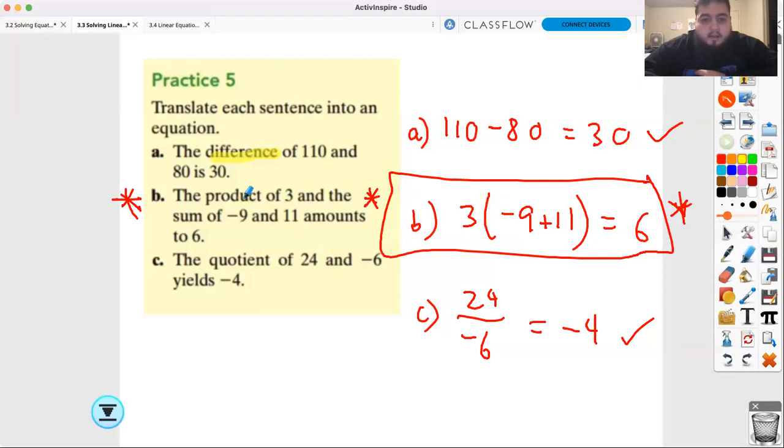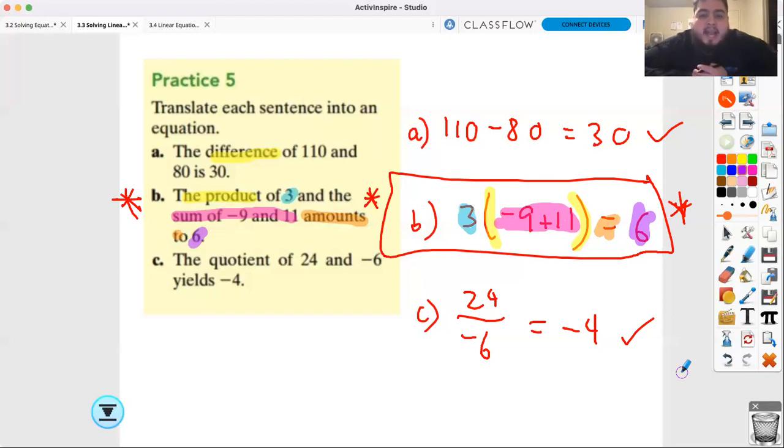So the product, it's what made me write this parentheses, right? Because it's a multiplication. And then it wants us to do the product of 3, right? So that's where I got the 3 from right here. And then I got the sum of -9 and 11. And the sum of -9 and 11 amounts to, we know amounts to is equal to, and then to 6. And then I got the 6 over here.